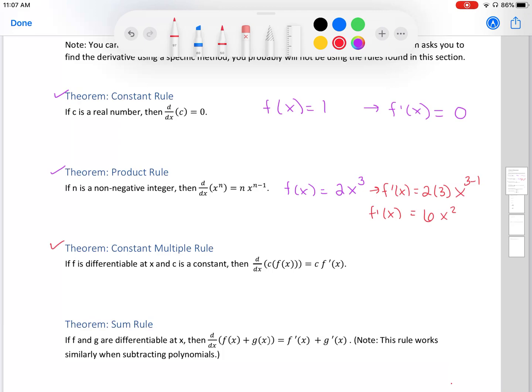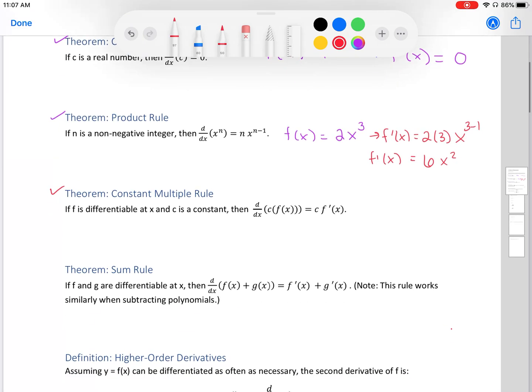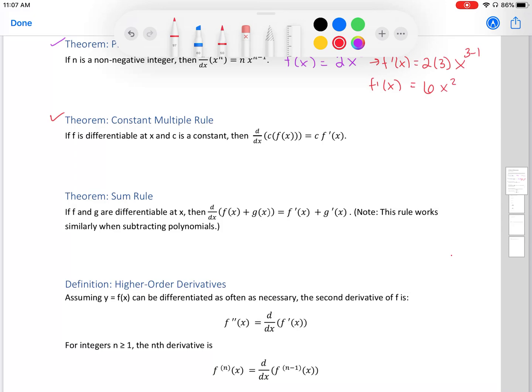Next, we have the constant multiple rule. If f is differentiable at x and c is a constant, then I can factor out the constant and then apply the derivative. Next, we have the sum rule. If f and g are differentiable at x, then d dx of f of x plus g of x equals f prime of x plus g prime of x. Meaning, you mainly see this in terms, if I have two terms, I can take the derivative of each one separately.